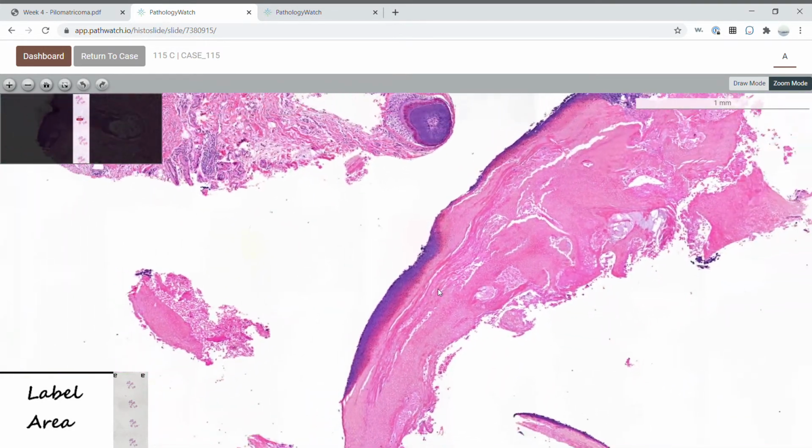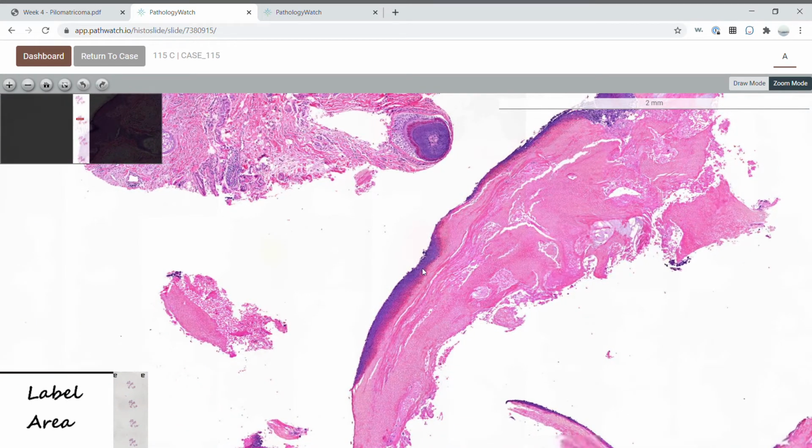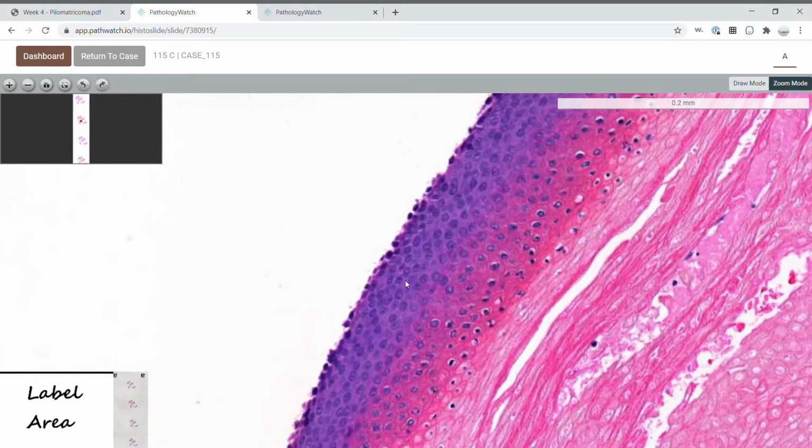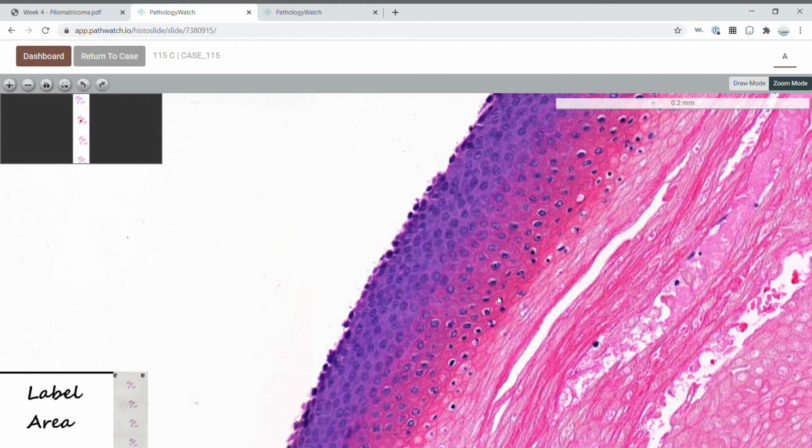Here is a fragment of a pilomatricoma. You can see here that the cyst lining has the same color and quality as the hair matrix. The cyst lining of a pilomatricoma undergoes keratinization without formation of a granular layer.